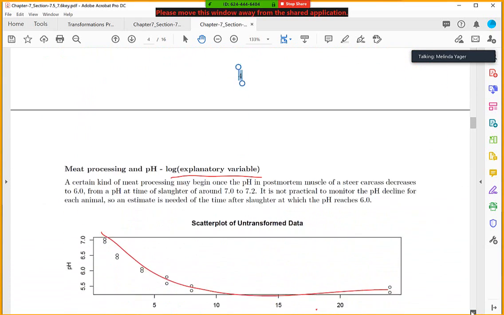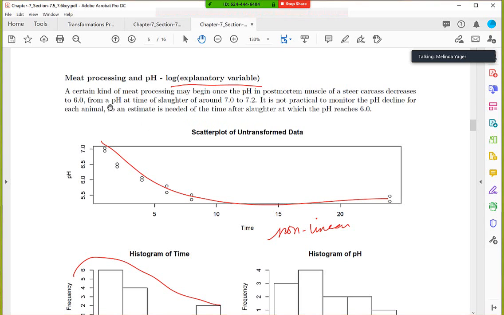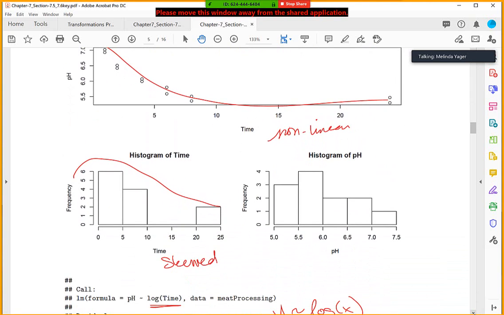Okay, we'll move on to thinking about transforming the explanatory variable. So now we're looking at a different study. It's looking at meat processing. I didn't really talk about the study last time. We're looking at pH in steer carcass, and we're looking at changes in pH. So we're looking at time as our explanatory variable, and the pH is our response. So here in this study, we're just going to transform the explanatory variable.